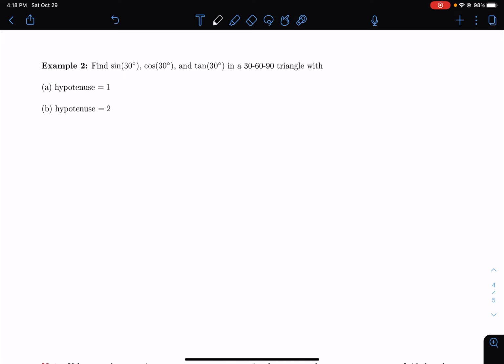Okay, so I'm going to draw some pictures. So I'll draw a picture for A, and I'll draw a picture for B of a 30, 60, 90. So in A, there's my 90 degree angle, and maybe this is the 30. And if that's 30, the other angle's got to be 60, because all three angles together have to add up to 180. So this first picture, I'm going to make the hypotenuse 1. That's what it wants in part A.